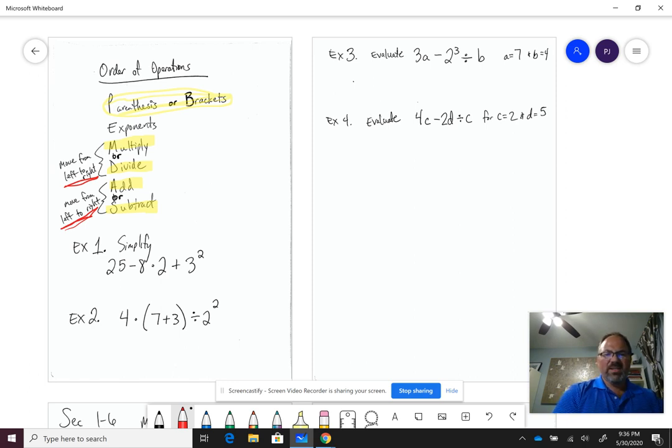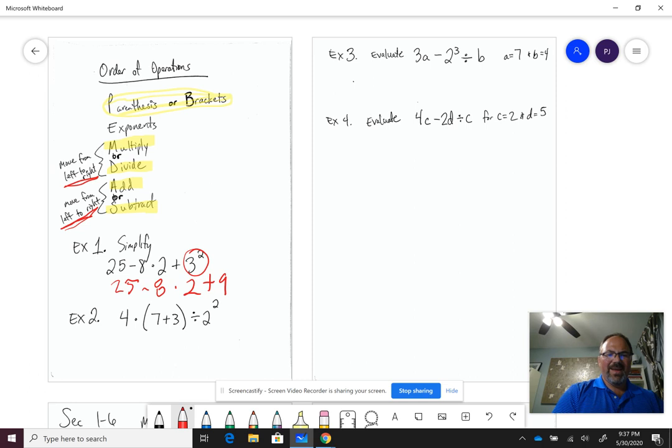And here we go. Example 1. What are you going to do first in this case? It's not subtraction. It's not multiplication, it's the exponents. And so if we start there, 3 squared is not 3 times 2, it's actually 3 times 3. So that is 9. So this is 25 minus 8 times 2 plus 9.